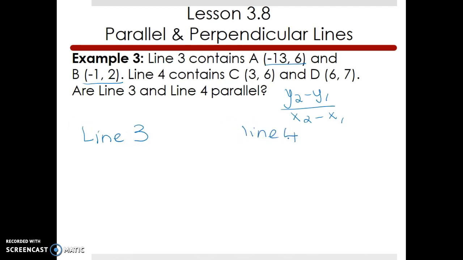So line 3, I'm going to say this is my x1, y1, x2, y2. That means I'm going to do 2 minus 6 over negative 1 minus negative 13. So 2 minus 6 gives me negative 4. And when I subtract a negative, it becomes positive. So negative 1 plus 13 gives me 12, which simplifies to negative 1/3.